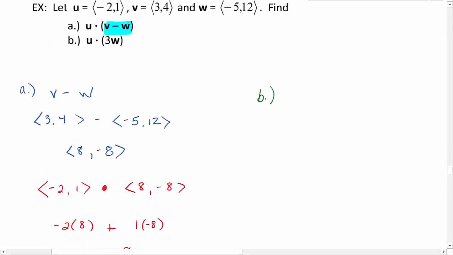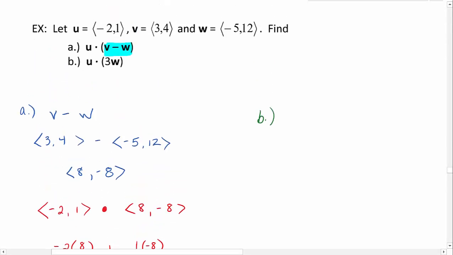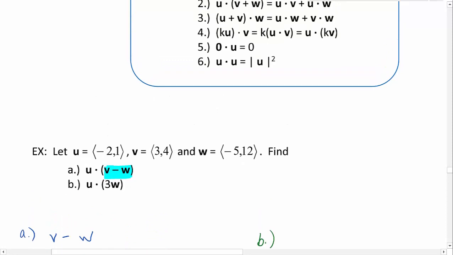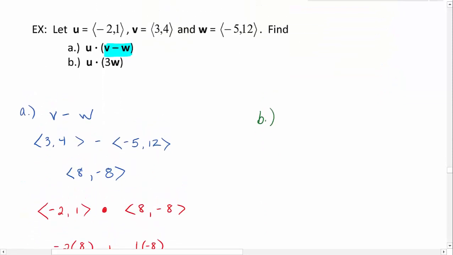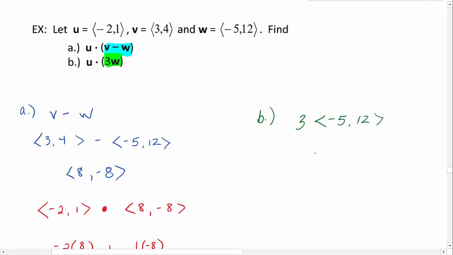In part B, we need to dot u with 3 times vector w. I'd be inclined to do the scalar multiplication first and then dot that result with u. But as we saw in property number 4, we can rearrange it however we want and do whichever order first we care to. All right, so I'm going to do the 3 times w first. That's going to give me the vector ⟨negative 15, 36⟩.